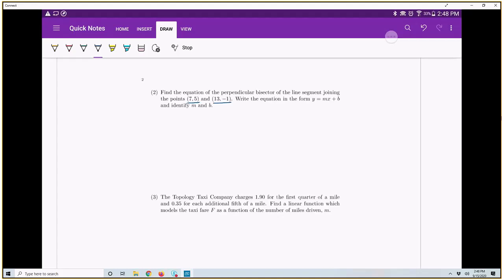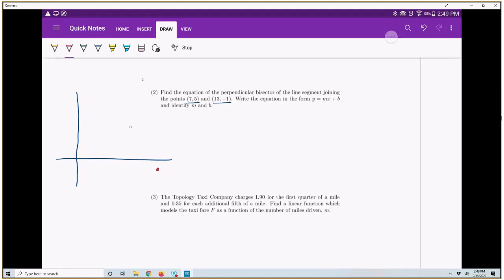So that's kind of a lot to take in. Let's just go step by step. So first of all, it says we're looking for a perpendicular bisector of the line segment joining the points. So let's start by plotting the points and drawing the line segment that connects them. So this is just a rough sketch. I'm not at all trying to be accurate, but I just want to get an idea of what picture I'm talking about.